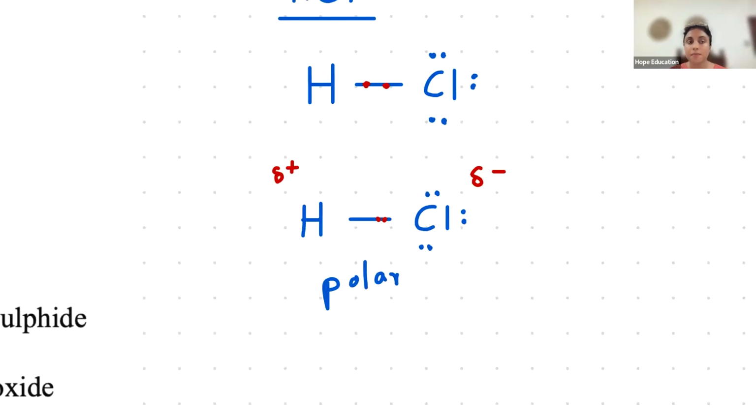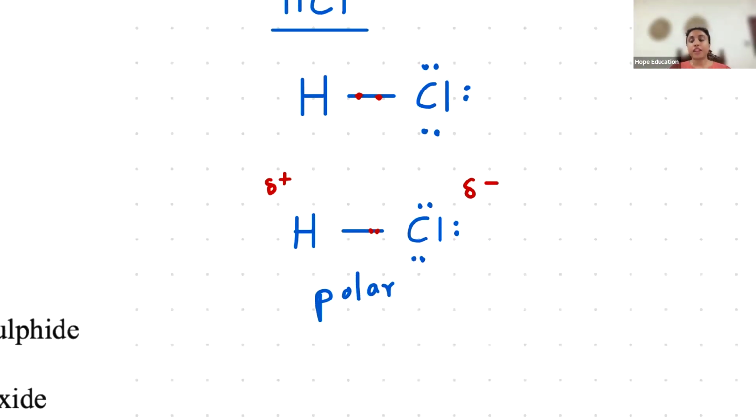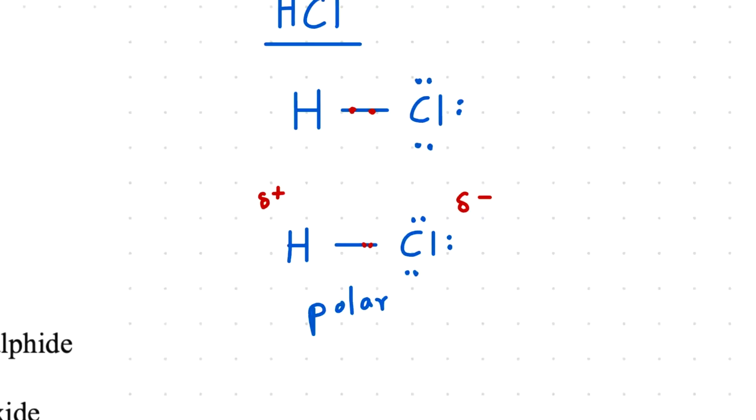Is that clear? Thumbs up, please. Hydrogen and chlorine have a covalent bond. Chlorine has a higher electronegativity, which means it attracts the electrons in the bond towards itself. Electrons are negatively charged, so chlorine gets a partial negative. Relative to that, hydrogen gets a partial positive. So we call it polar.